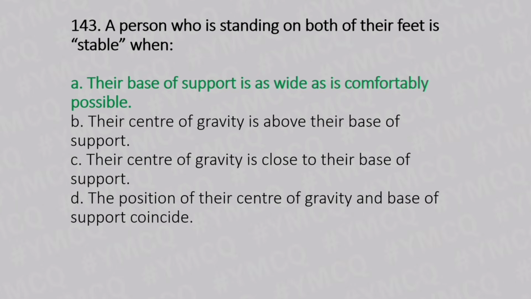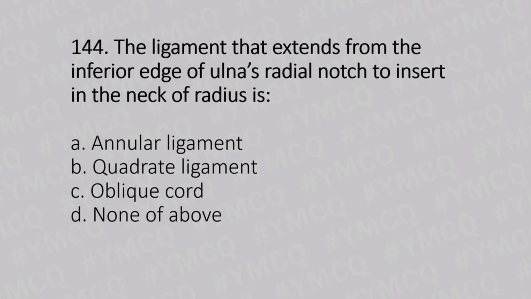Now let's move to question number 144. The ligament that extends from the inferior edge of the ulnar radial notch to insert into the neck of radius is: option A, annular ligament; option B, quadrate ligament; option C, oblique cord; option D, none of the above. And the answer is option B, quadrate ligament.